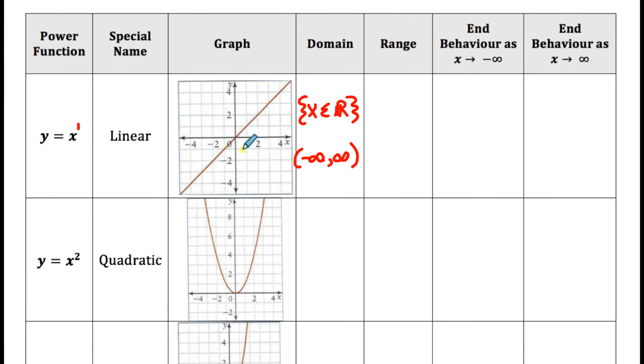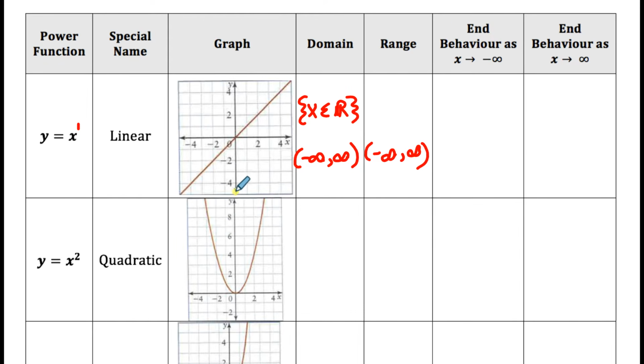The range, there's also no restrictions on the range for this function. This function is going to go forever high and forever low. I can get as big or small a y value as I want, depending on what I plug in for x, because in fact x and y are equal to each other. So of course, if there's no restrictions on the domain, there are going to be no restrictions on the range. So for the range, I would say negative infinity to infinity as well.